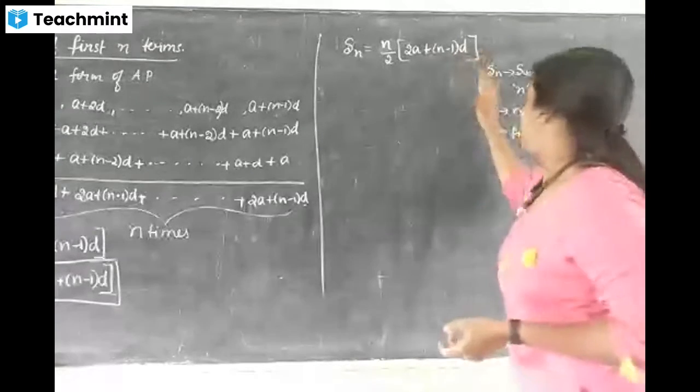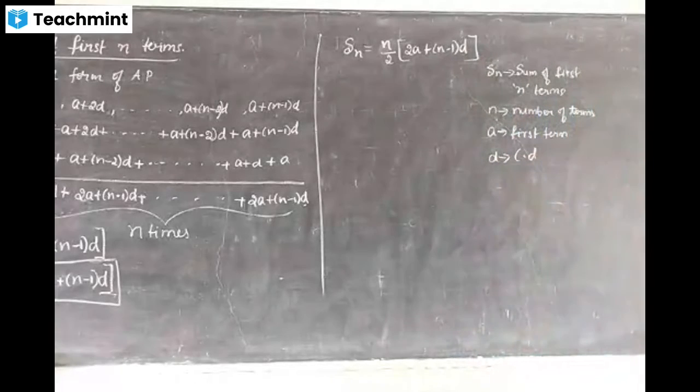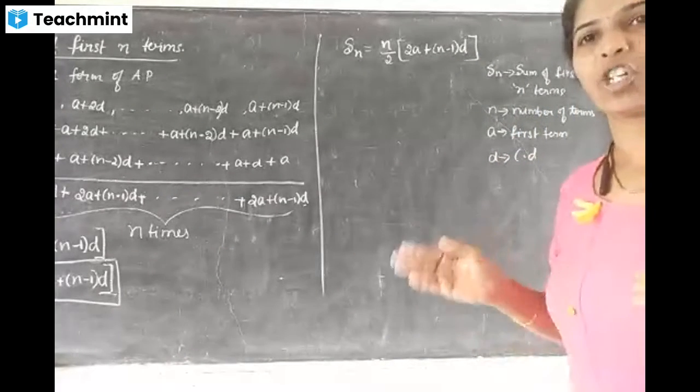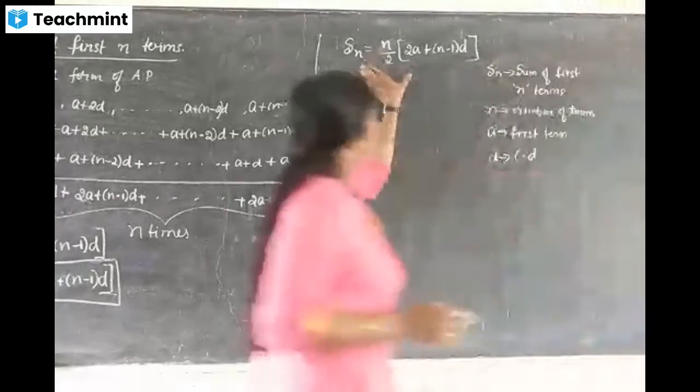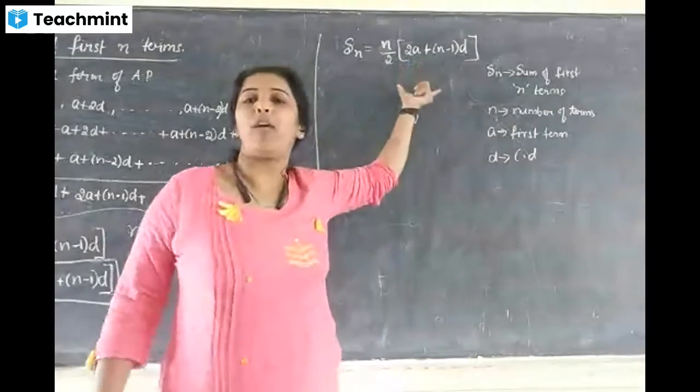What is meant by b? b is a common difference. Common difference, understood each term. Now I can derive one more formula using this.